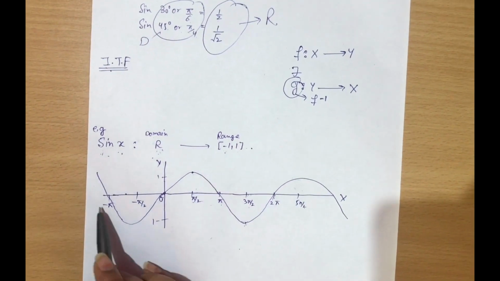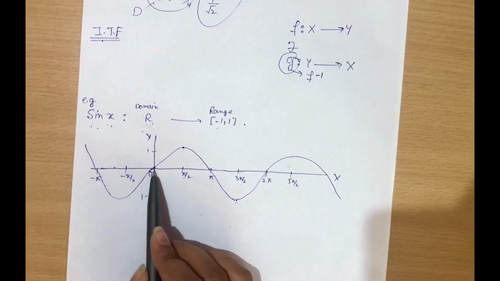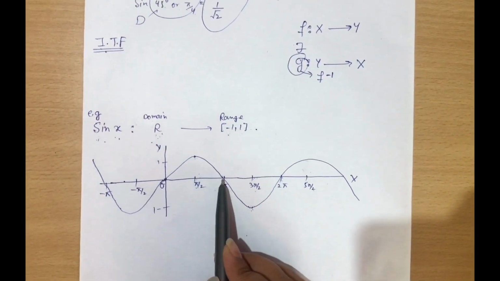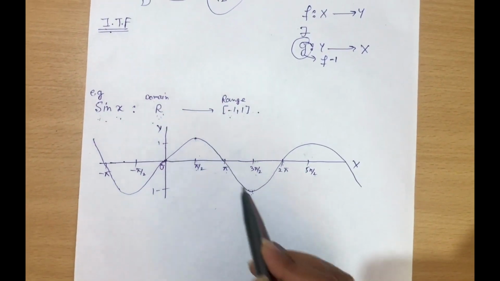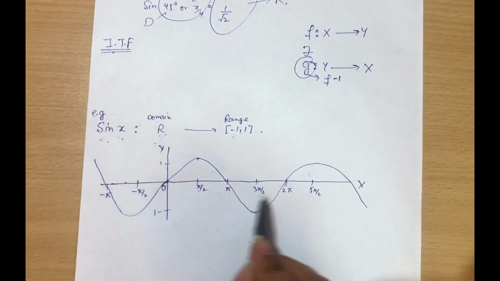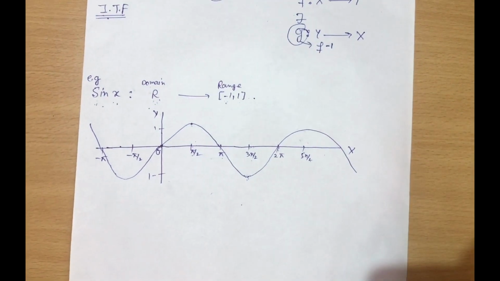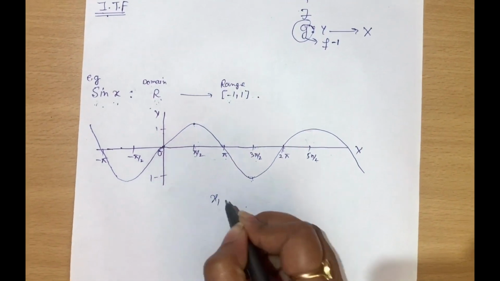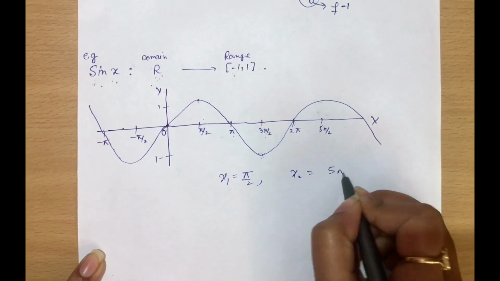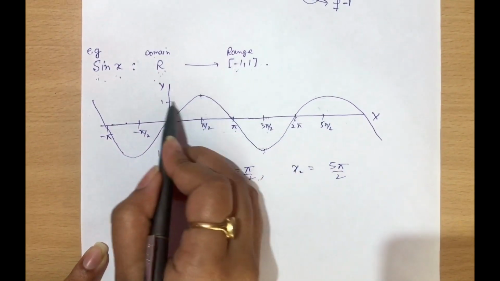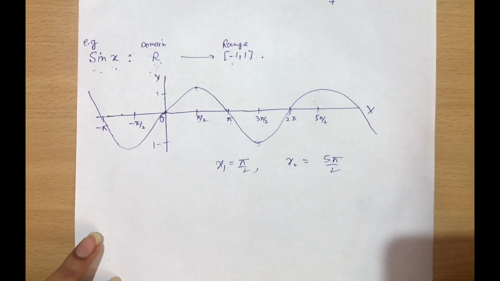So students, here is the graph of sine of x. You all know that sine 0 is 0, sine 90 is 1, sine pi is 0, sine 3 pi by 2 is -1. So here is the graph like that. You can easily observe that this graph is not bijective. And why is this not bijective? Because if you take x1 equal to pi by 2 and x2 equal to 5 pi by 2, you will get the same image. So clearly, students, this is not one-one, so this is not bijective.